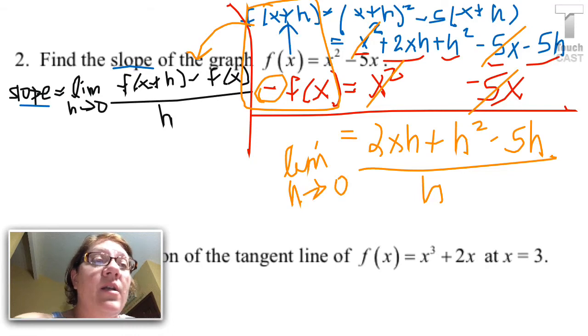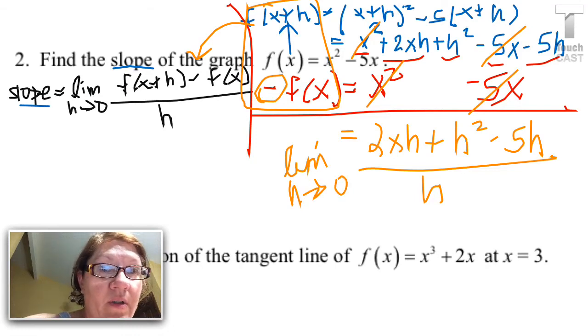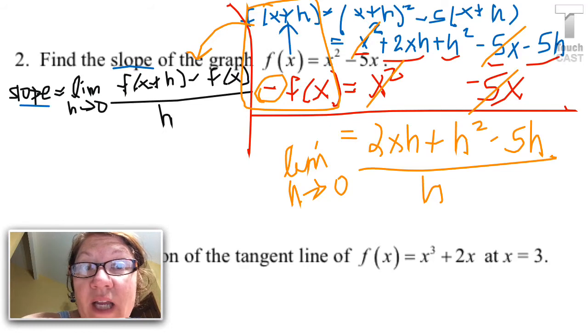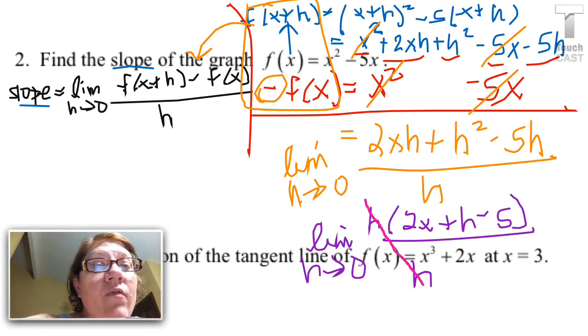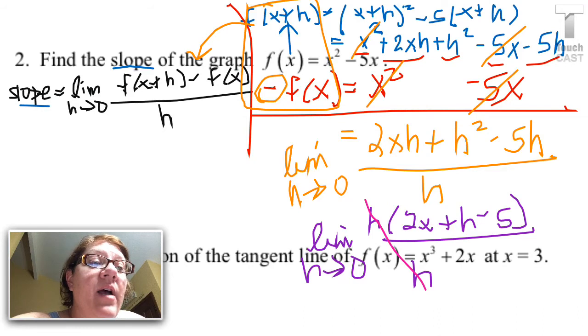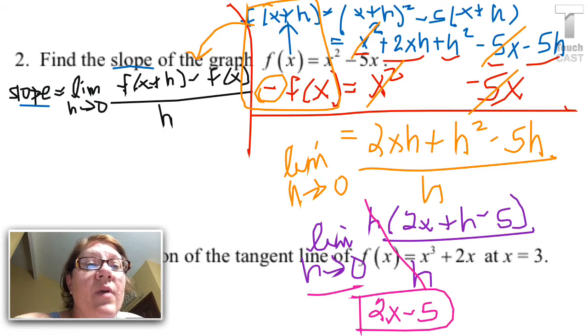And do you see any magic that we can do with the top? Oh my gosh, Torres, I think you can take out an h. Do it. And that's what it's going to look like. Then, look at the magic. I just took care of my problem, because I couldn't plug in 0 before, since I would have had 0 in the denominator. But now it cancels out, and I most certainly can plug in 0. And so I'll get 2x plus 0 minus 5. And there's my slope.